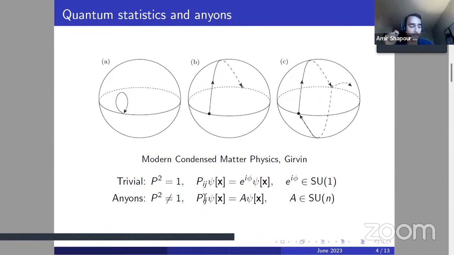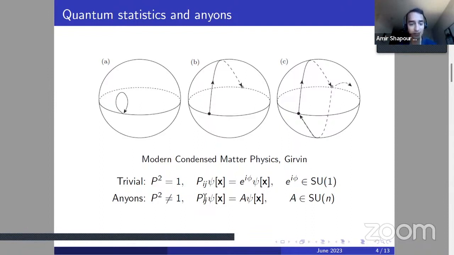If you just get a phase like e to the i phi, then it's called an abelian anyon because you literally just obtained a phase. But if you have a degenerate energy manifold, an energy level with many different states at that same level, then in general you get an n by n unitary matrix applied to your state, where n is the dimension of the manifold.